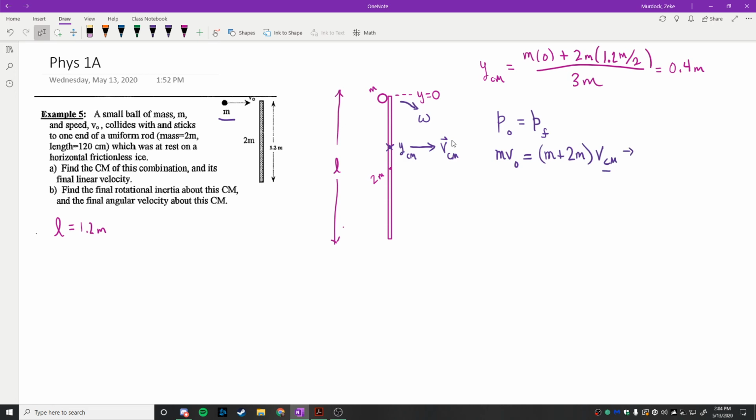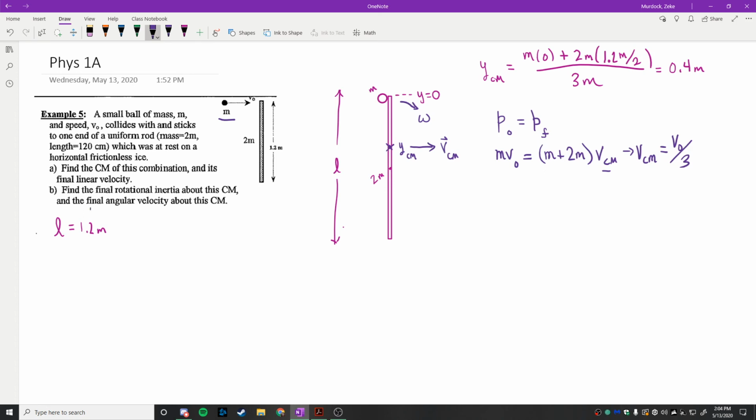So if we solve that for VCM, we're going to get VCM is equal to, what? Is it v over 3? Yeah, v0 over 3. Do you guys have any questions so far about that? I think we did all of this last time, or I think you did it yourselves last time, honestly.